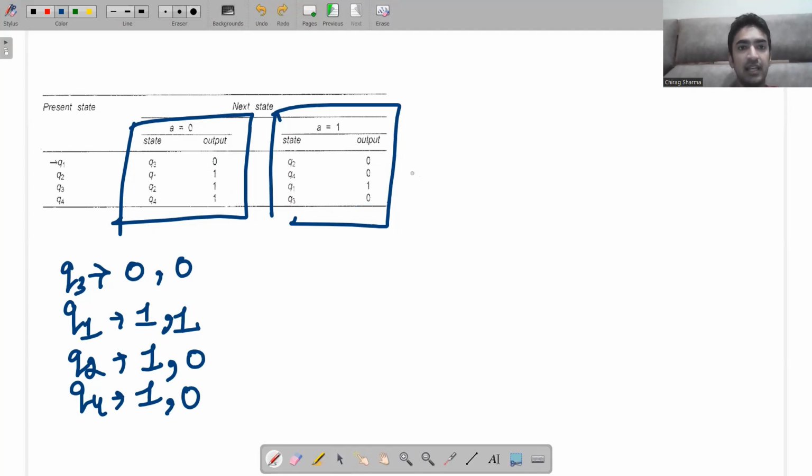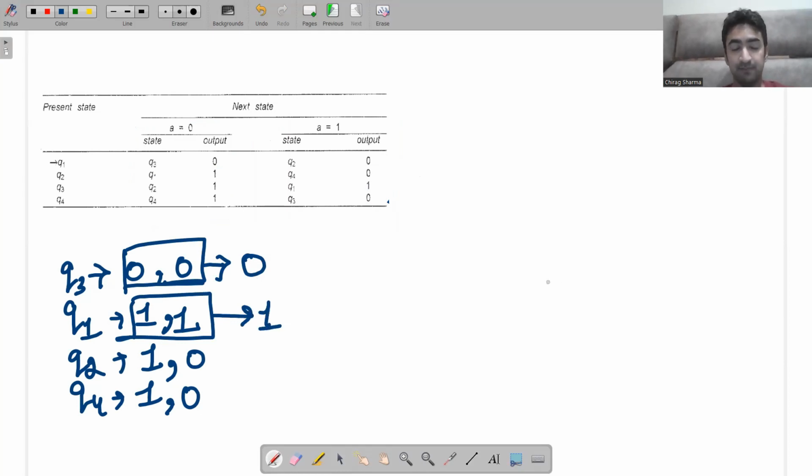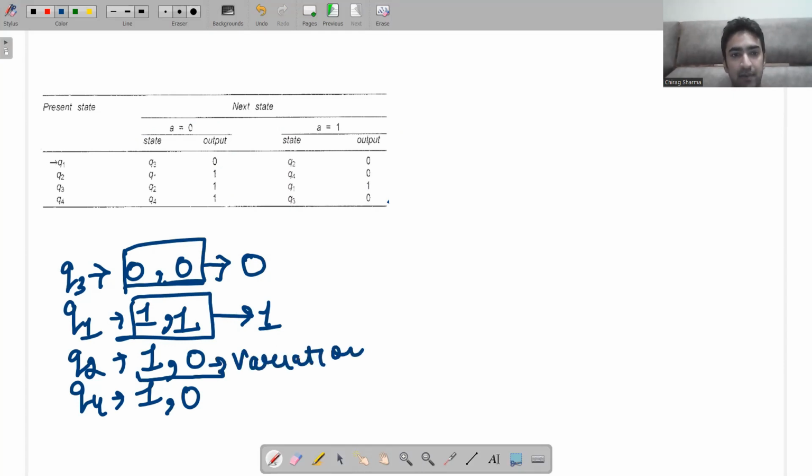So I can clearly tell you about the variation. Q3 output is 0, entirely 0, because there is no variation. Q1 output is 1, so there is no variation in this. But in this particular part, Q2 actually has two outputs, so we have a variation, and the same applies with Q4. It is also having two outputs, so we have a variation. Wherever there is variation, you create two states.